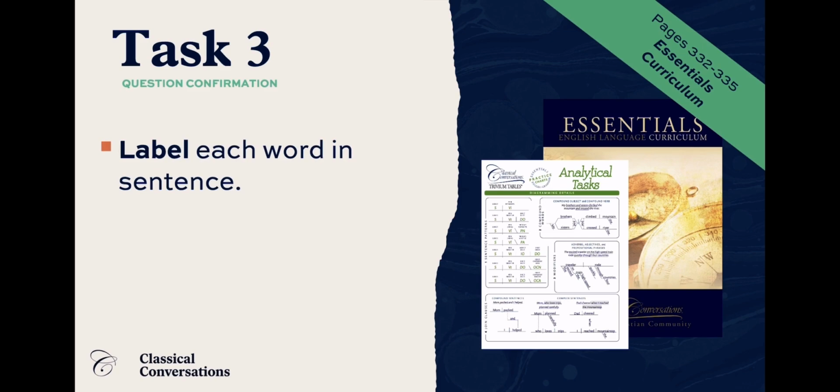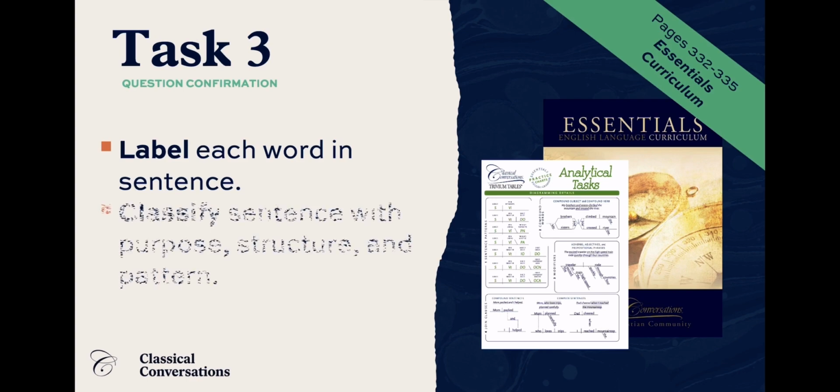In Task 3, we use question confirmation to label each word in the sentence and then classify the sentence with its purpose, structure, and pattern. Through this task, children learn to ask themselves the right questions in order to identify the role each word plays in the sentence. Once each word is labeled, they then examine the sentence to discover the structure and pattern of the sentence. In this tutorial series, we will continue to follow the same sentence throughout all analytical tasks.